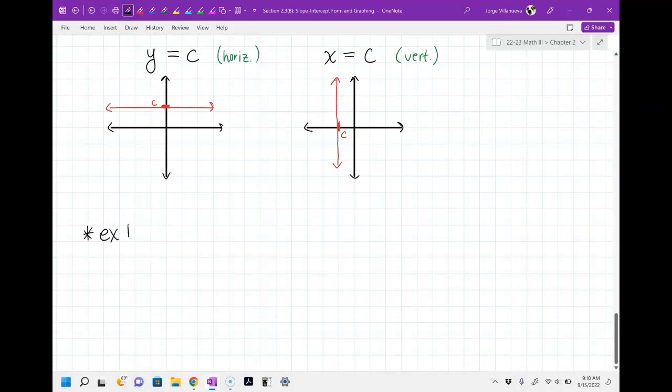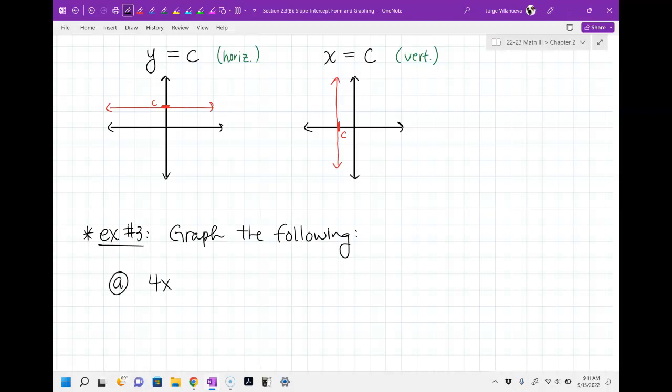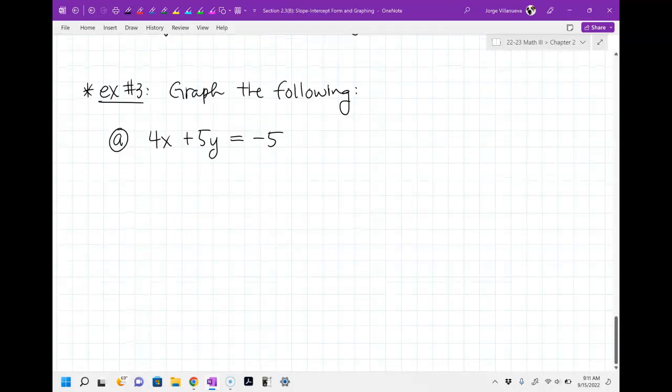So example number 3. Graph the following. So let's do this one. 4x plus 5y equals -5. So this would be considered like a tough one, I guess. I mean, I guess we can make it so much more difficult. But according to your homework, that is considered a tough problem.